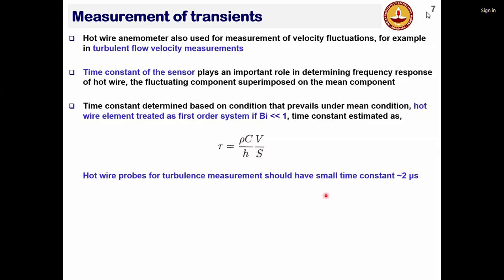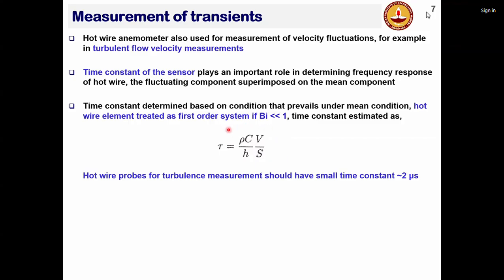And this is similar to that. So the time constant of a hot wire anemometer can be expressed in this form: density times specific heat, rho into C, times volume of the wire, divided by heat transfer coefficient into the surface area. Rho C V over H into S gives you the time constant of a hot wire anemometer.